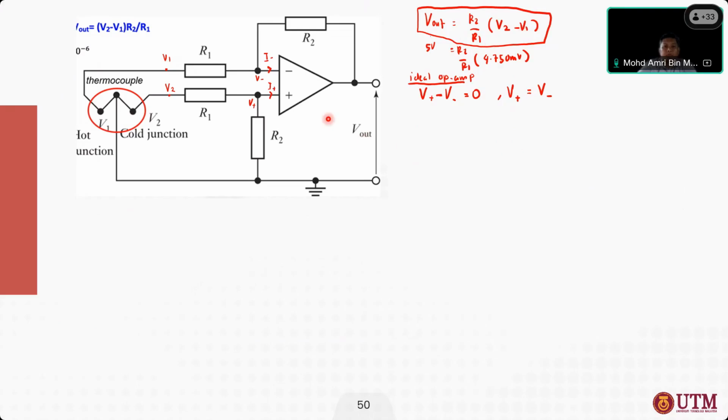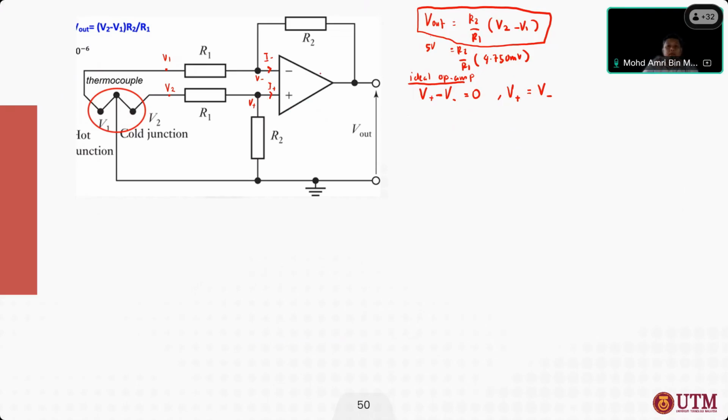So the first thing that you need to know is the ideal characteristic of op-amp. The first thing is the potential at the inverting input of the op-amp, which we call V minus, and then also we look at the potential at the non-inverting input of the op-amp, V plus. So V plus minus V minus equivalent to 0, or V plus equivalent to V minus. Right.